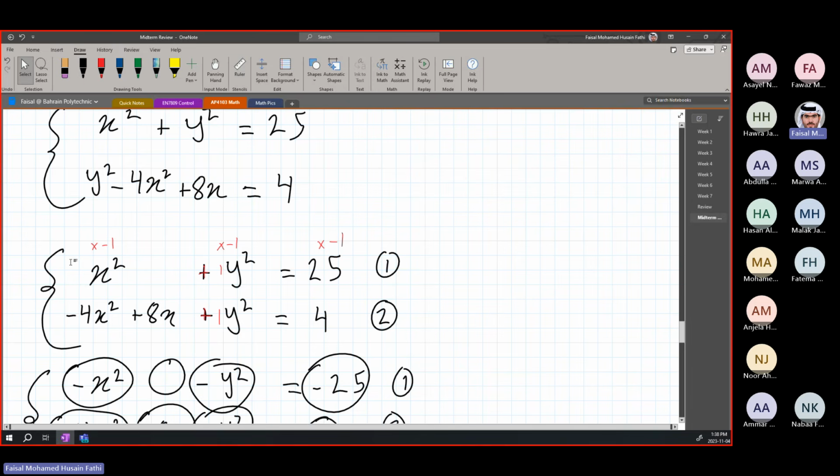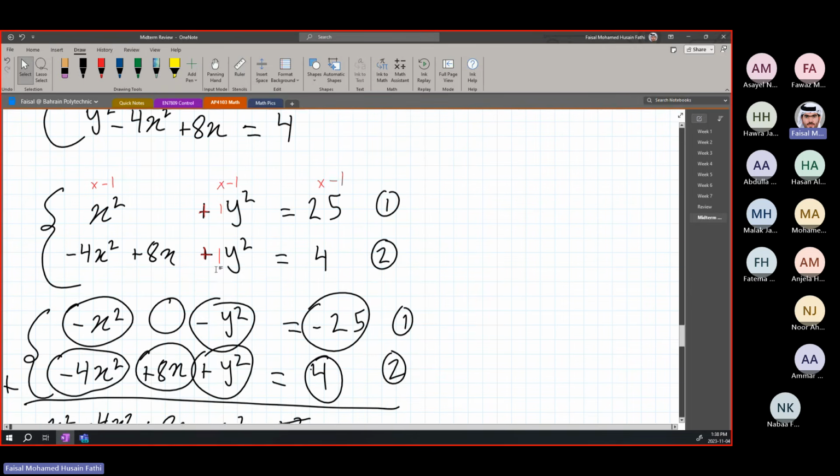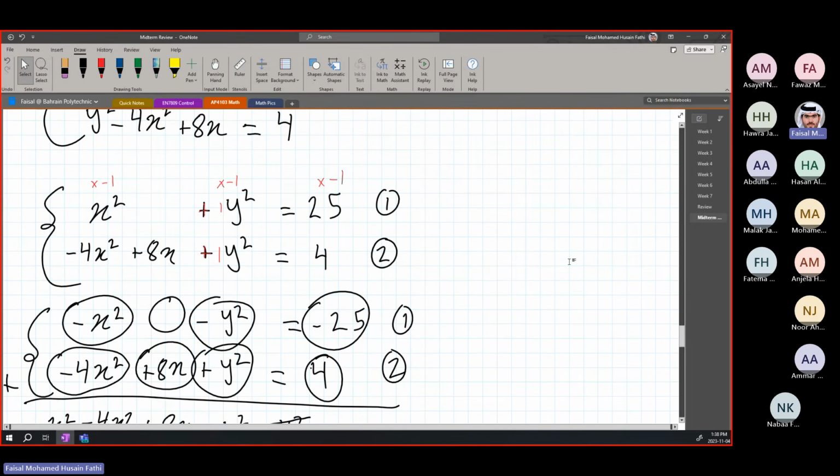In this case you cannot eliminate all the x's because we have 8x, we don't have a proper normal x there. So anything that's just y squared or just y by itself, you focus on those to eliminate, and then just exactly the same elimination method that we did earlier.